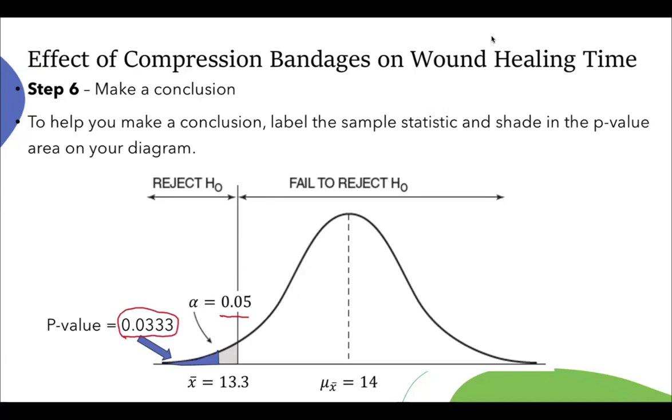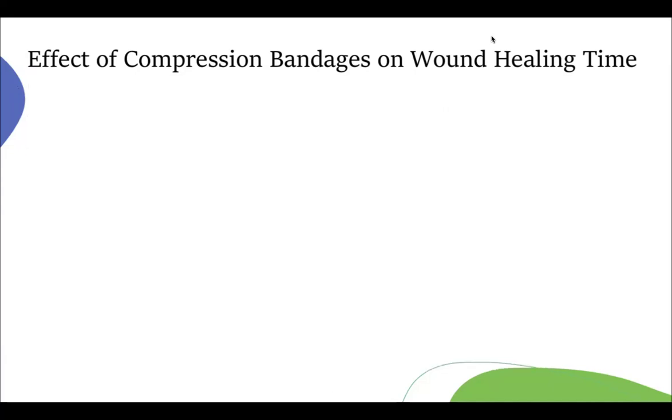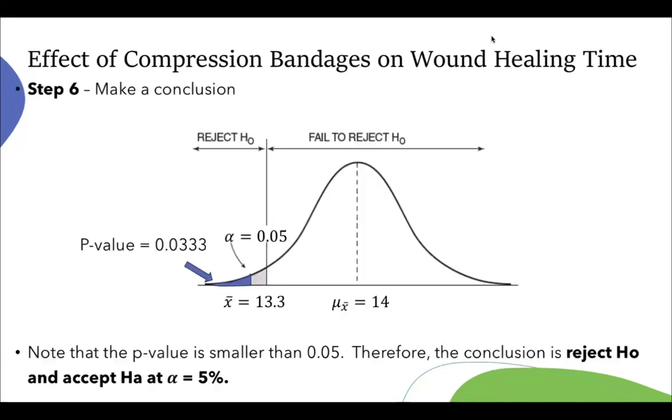The area fits inside of the significance region, and x bar at this vertical line, this dividing line, is in the reject H0 region. And therefore, that is our conclusion. We're going to reject the null hypothesis and accept the alternative. We have strong sample evidence to believe that. So let's write that out. Note that the p-value is smaller than 0.05, so the conclusion is reject H0 and accept HA at alpha equals 5%.